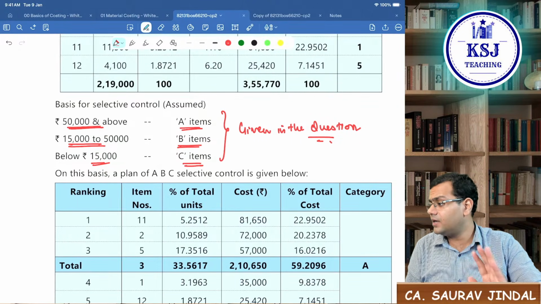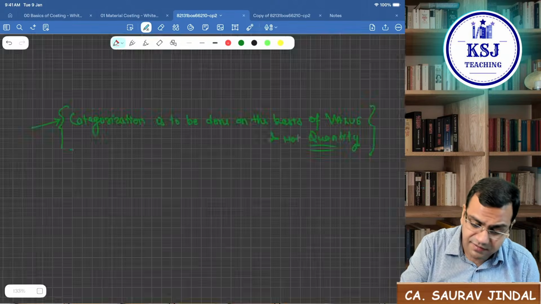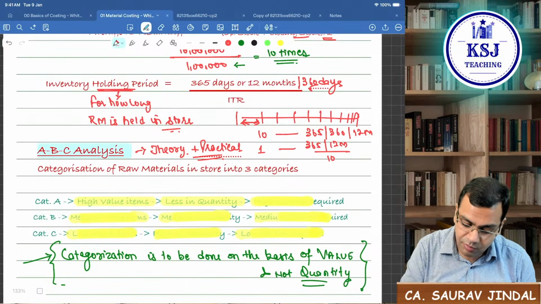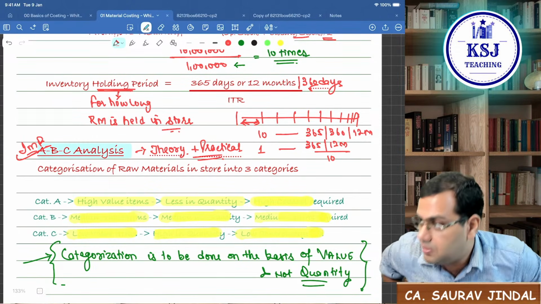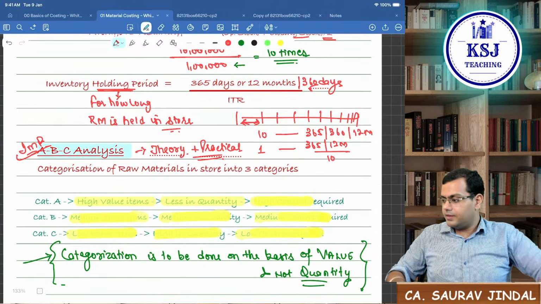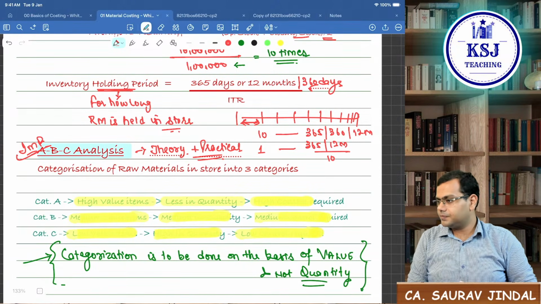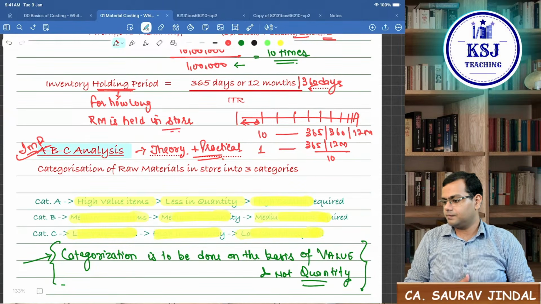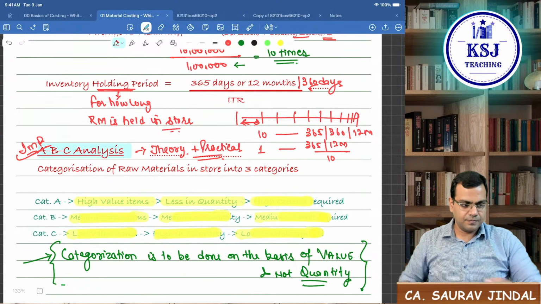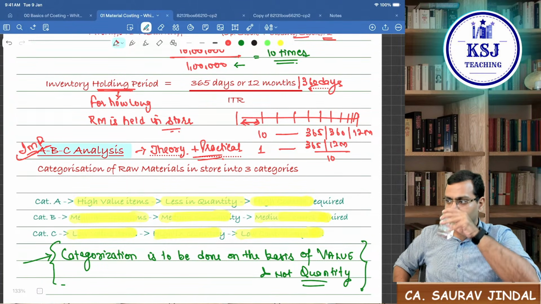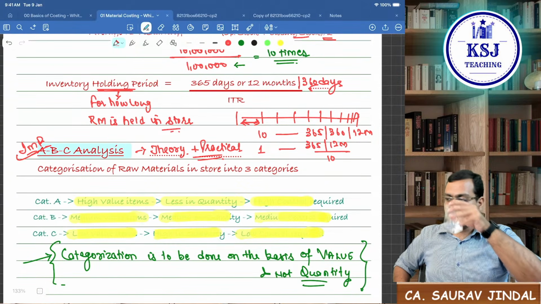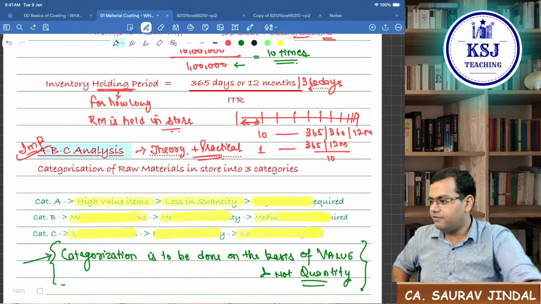Is that clear, everyone? ABC is clear. Now this is a very important topic. Sir, ABC is important for theory also. A short note can also be asked on ABC. Please quickly let me know if it is clear. Everyone clear with this?